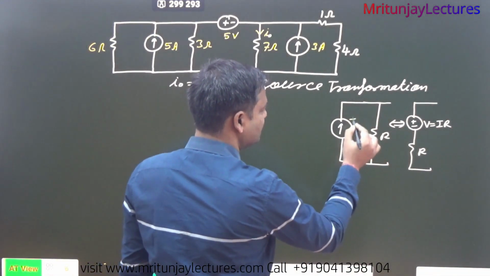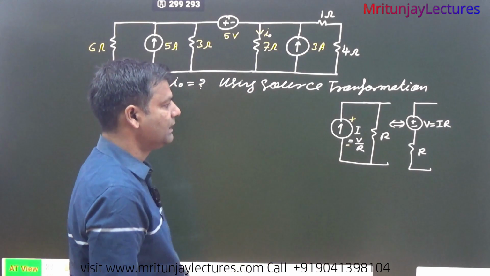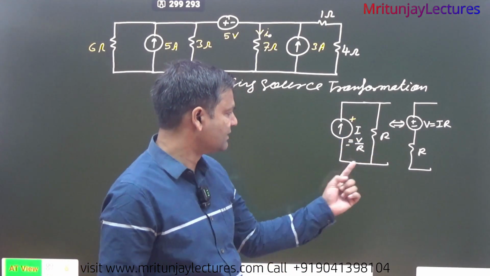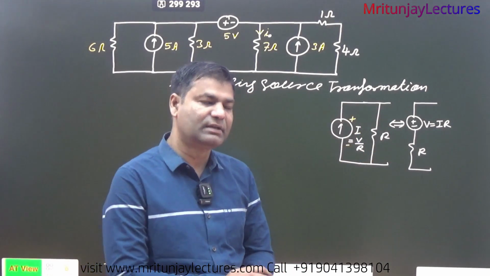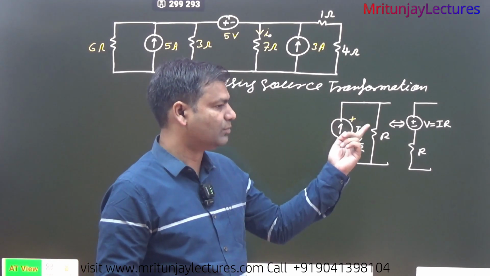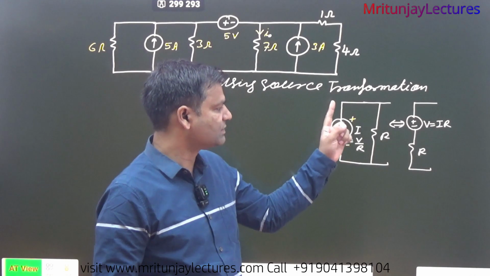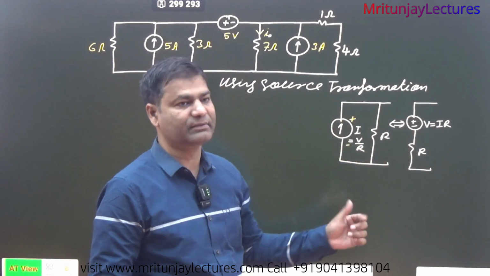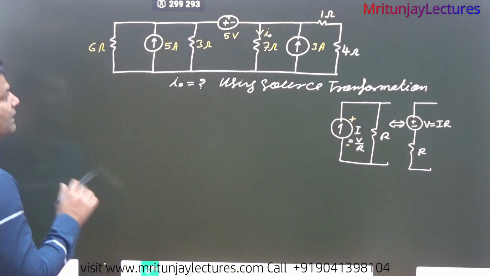Okay, current always leaves from the positive terminal. So here positive, here negative, then the current direction is upward. Same thing, if the current direction is given, then what about the voltage polarity? Current always leaves from the positive terminal, so that's why here positive, here negative. Okay, so how can we apply that?